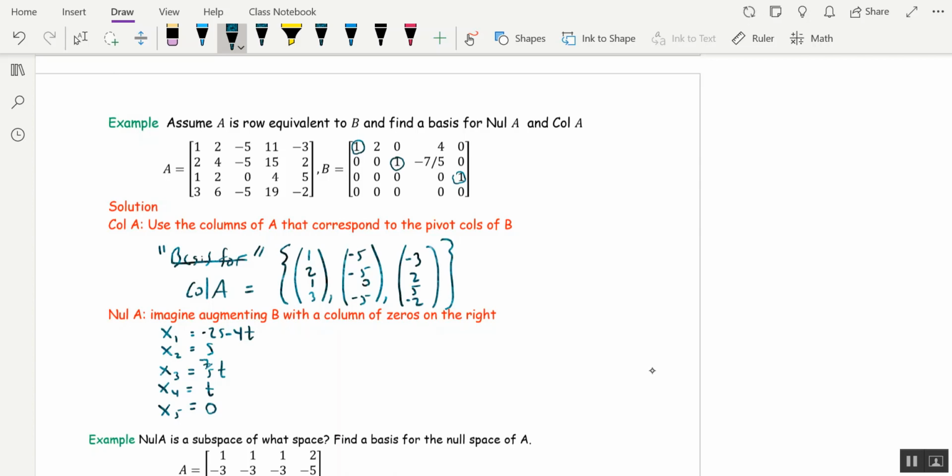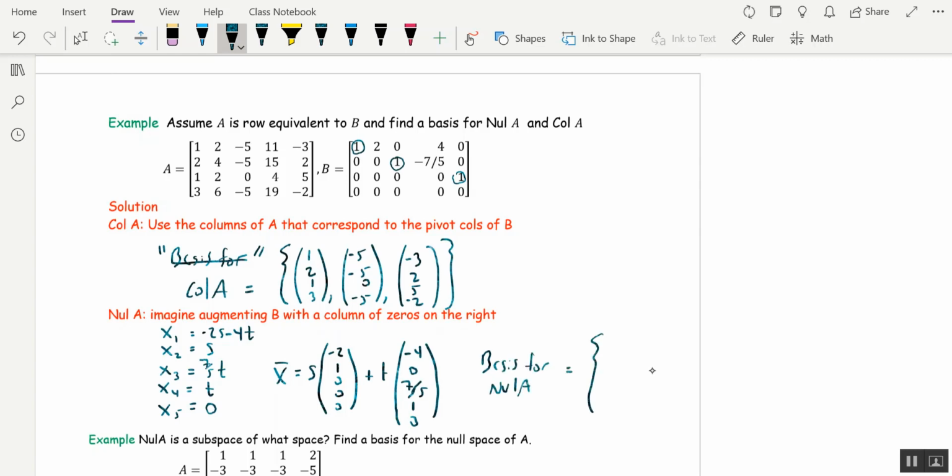Now at this point, you can write out the solution: x bar equals your s vector plus your t vector. Or if you've been doing this for a while, you can jump right to your basis. A basis for null A is the set. You're going to take the 2 vectors that correspond to s and t. So negative 2, 1, 0, 0, 0, comma, negative 4, 0, 7/5, 1, 0.